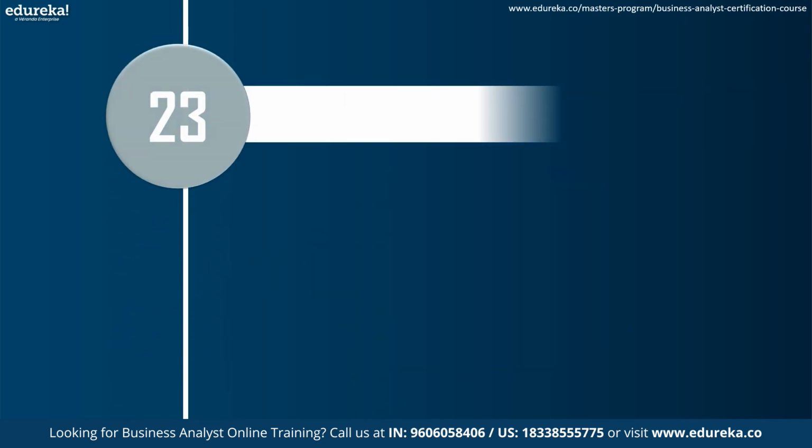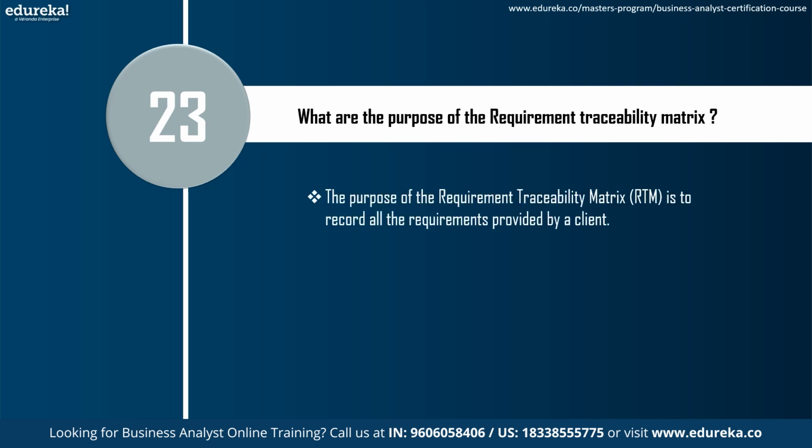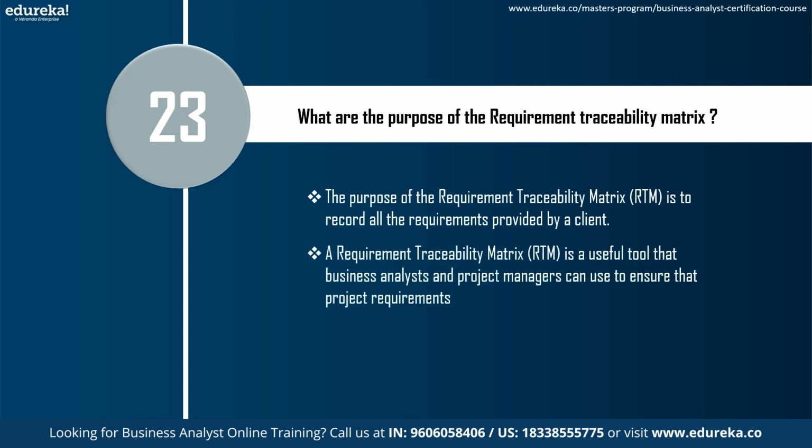Our next question is, what is the purpose of the requirement traceability matrix? The requirement traceability matrix is used to record all of the requirements provided by the client, and its purpose is to ensure that all the requirements are being met. The RTM is a useful tool used by business analysts and project managers to ensure that the project requirements are being managed efficiently throughout the project lifecycle.